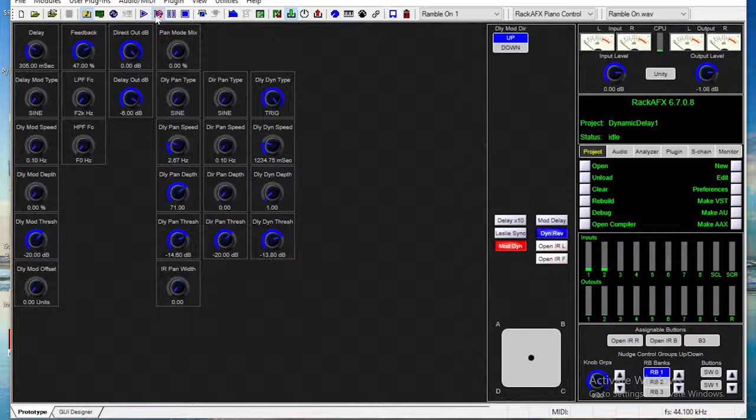So here's that. And again, the delays are cut out here because you are above this threshold, so they are gated out. So that is how that works.